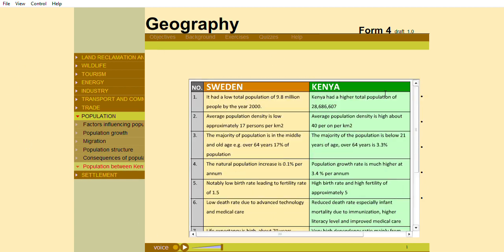Related study on population in Kenya and Sweden. The comparative table of facts given presents a summary between the two countries.